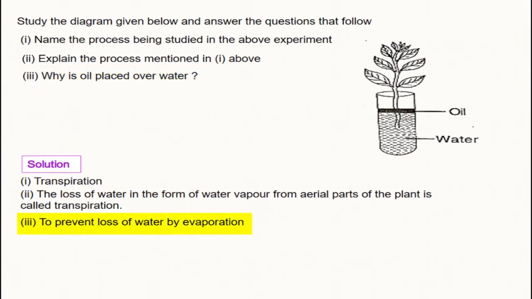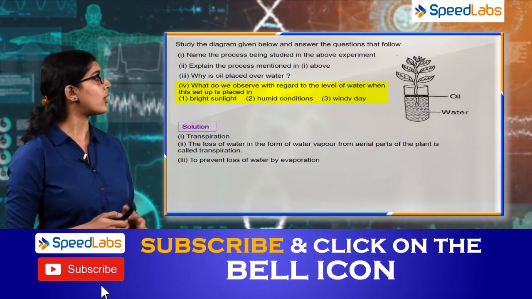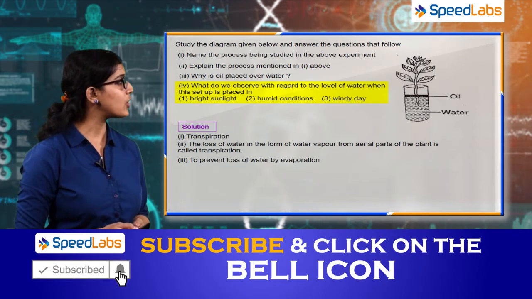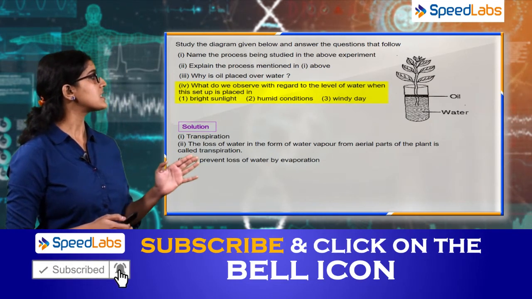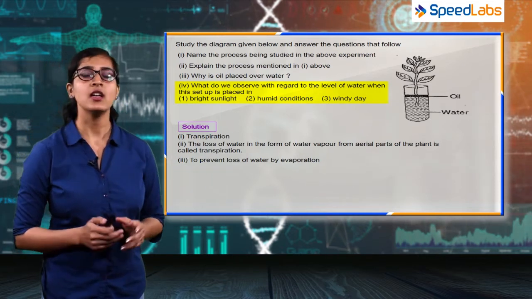So the simple reason is to prevent loss of water by evaporation, as water can evaporate at normal room temperature. So if there is continuous evaporation, it results in a fall in the water level. This can create error in your experiment. Next question from this diagram, what do we observe with regards to the level of water when this setup is placed in bright sunlight, humid condition and on a windy day?